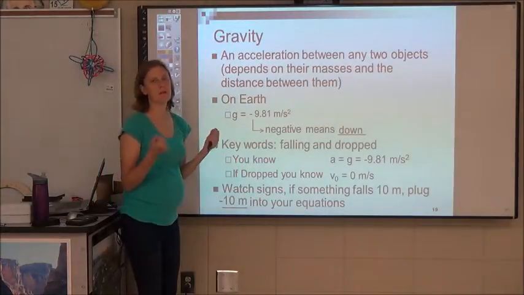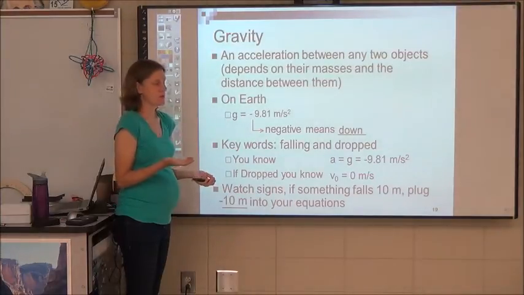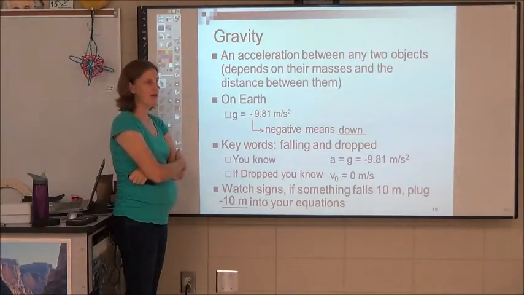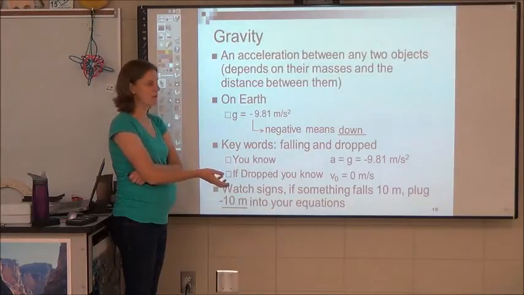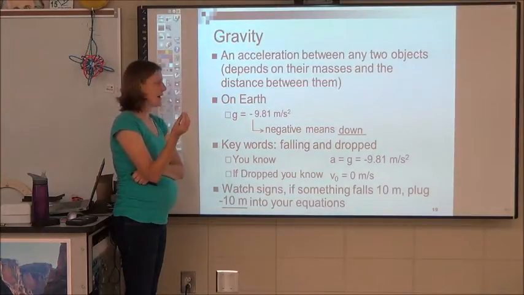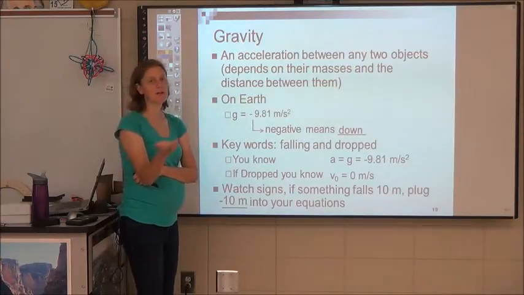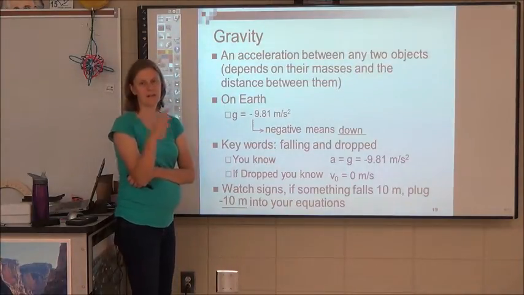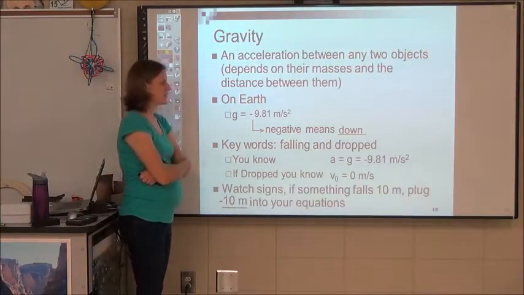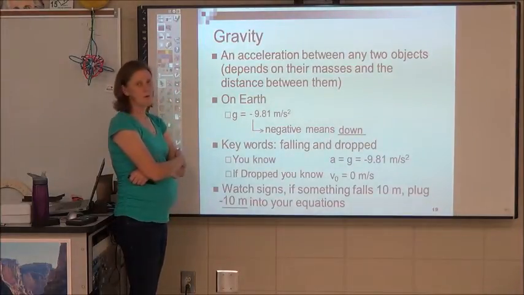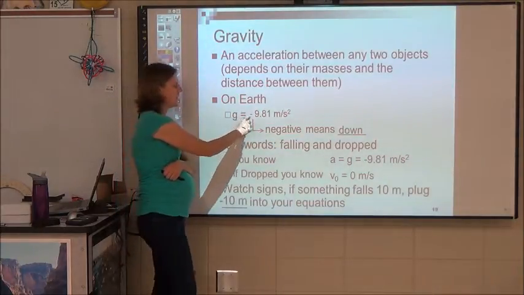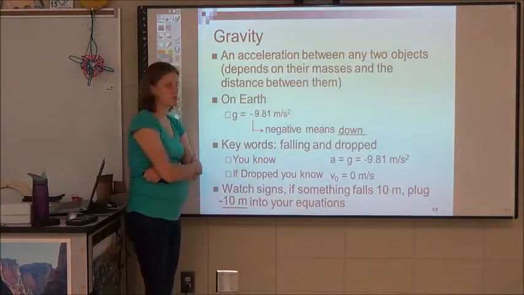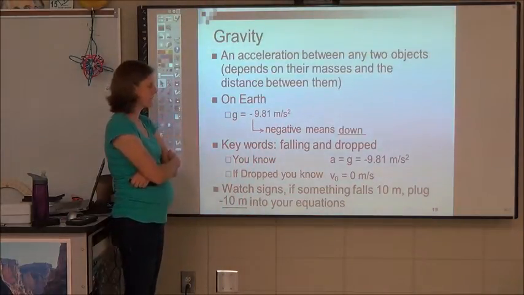Okay, now we're going to throw in probably the most common acceleration we'll use this year, gravity. Gravity is a natural acceleration. It depends on the mass of the two objects, so typically we're talking about something being pulled down towards the Earth. But we can talk about gravity between any two objects, and we will later in the year talk about the moon, the sun, planets, satellites, things like that, not just objects falling to the Earth. But we all know gravity makes things fall, and here on Earth, gravity is 9.81 meters per second squared. That is assuming we are close to the surface of the Earth.